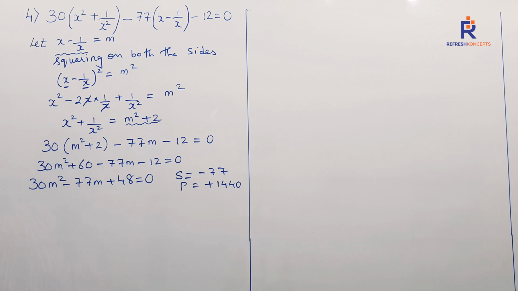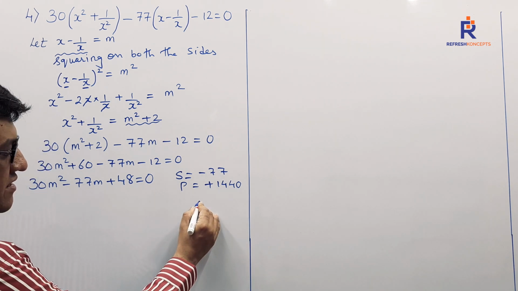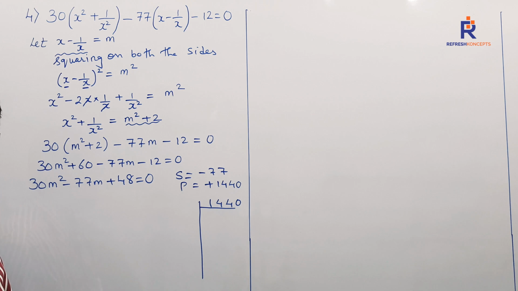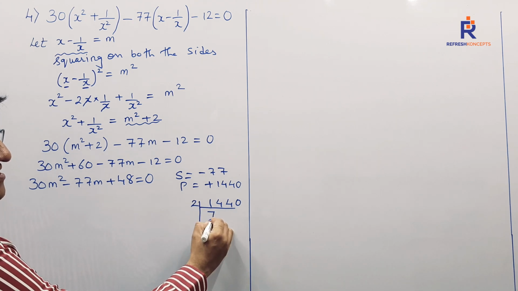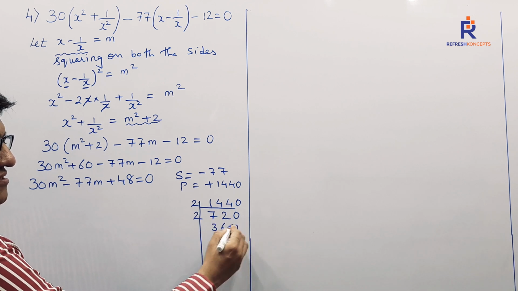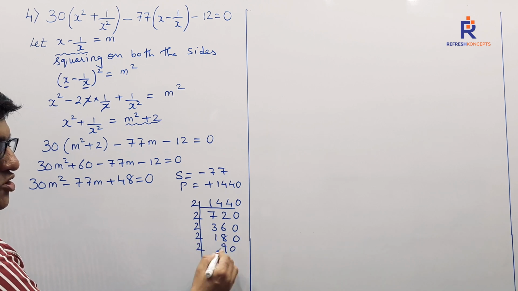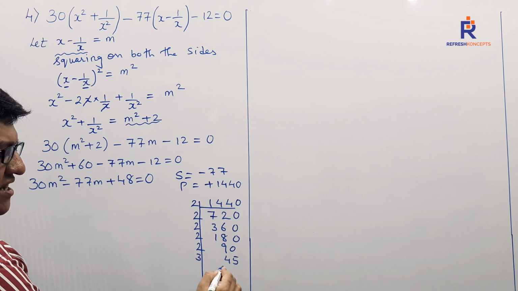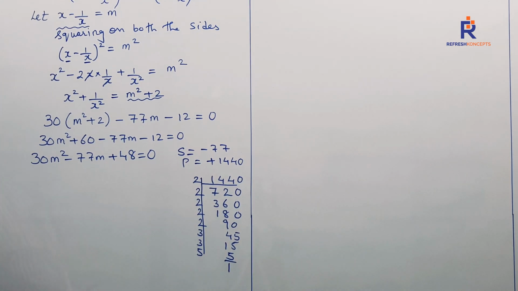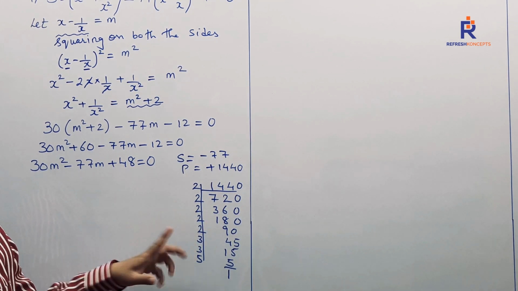What we are supposed to do: we'll find out the factors as we used to do in our lower classes. We try to find out the factors of 1440. We start with 2. 2 7s are 14, 2 2s are 4, 0. 2 3s are 6, 0. 2 1s are 2, 0. 2 90. 2 45. 3 15. 3 5s are 15, 5 1s are 5. So what are the factors for 1440? 2 into 2 into 2 into 2 into 2 into 3 into 3 into 5.